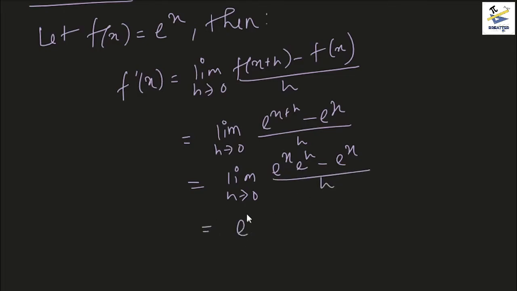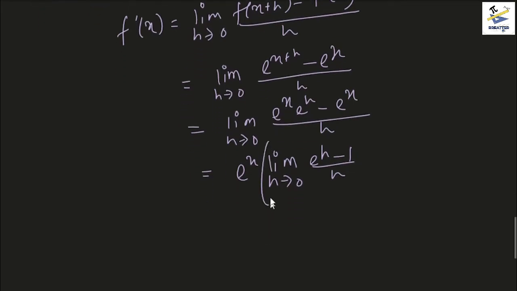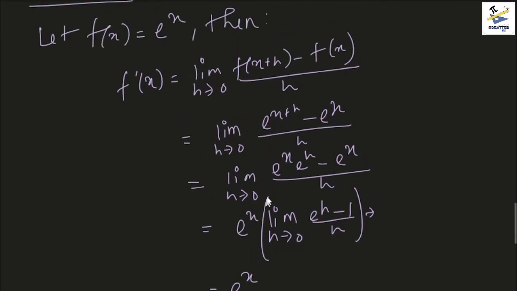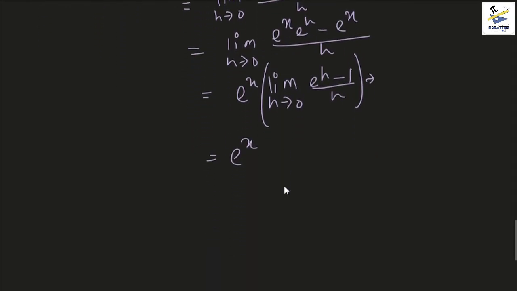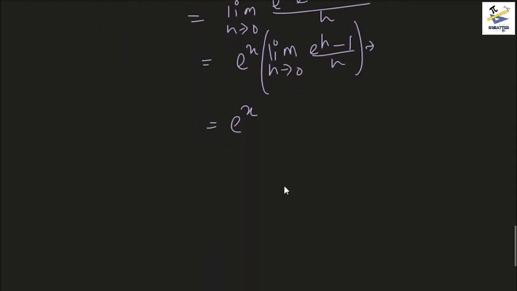Now we can take e to the power x common, as the limiting variable is h, so e to the power x is basically a constant here. We can write e to the power x into limit h tends to 0 of (e to the power h minus 1) divided by h. And as we know from previous experience, this limit is equal to 1, as I have proved. So the answer is e to the power x. As you can see, the derivative of e to the power x is e to the power x itself, and this is the only function whose derivative is itself.